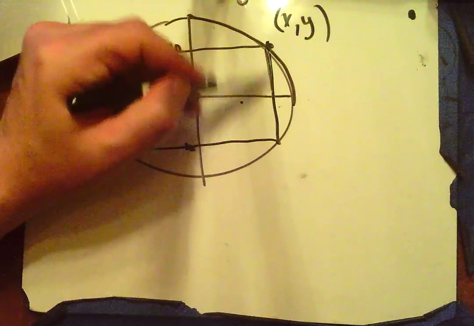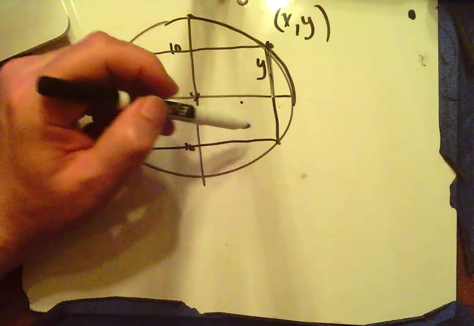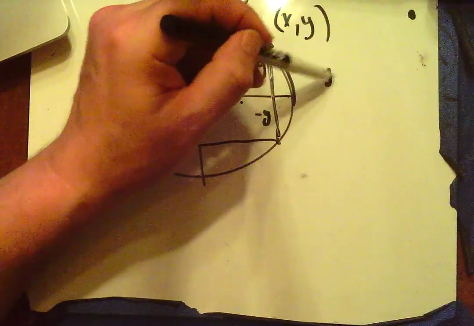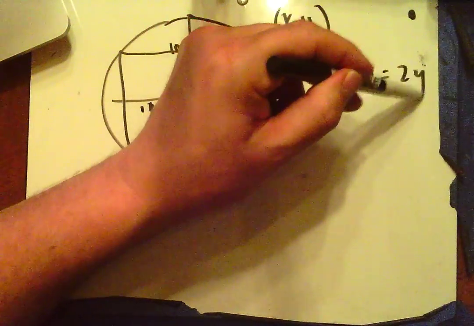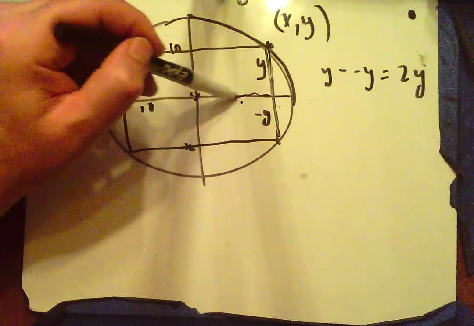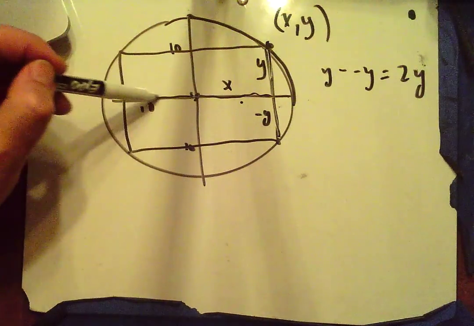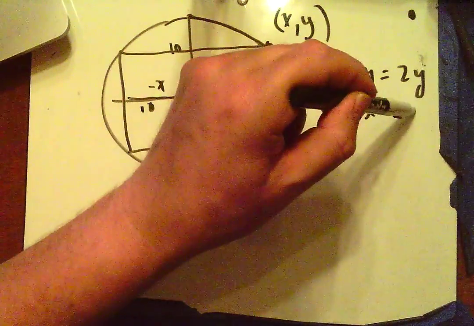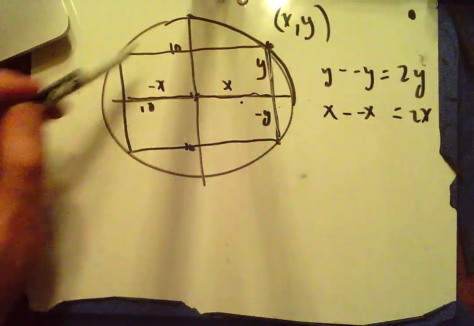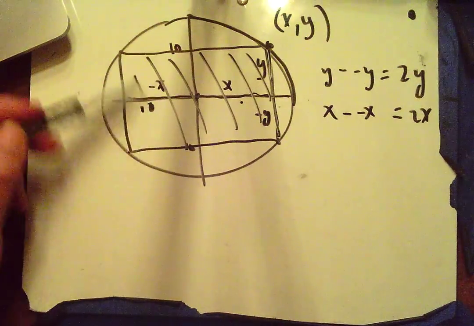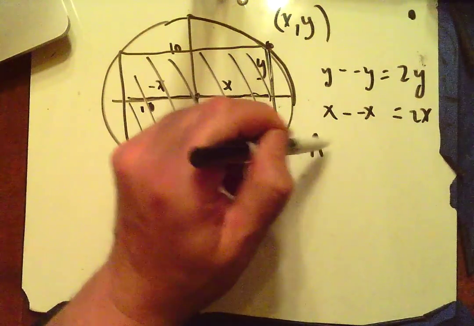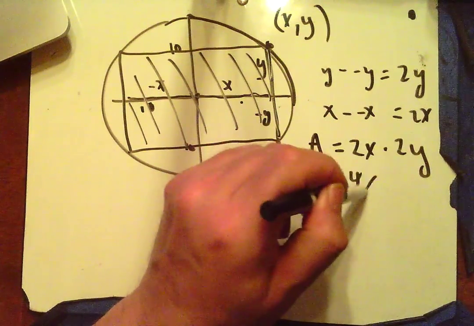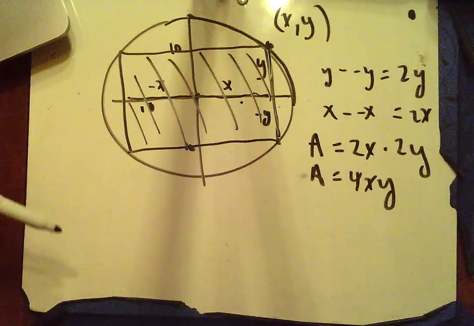So I know that this distance is y, and this distance is negative y. So that whole side length, y minus negative y, is 2y. I know that this distance is x, and this distance would be negative x. And so x minus negative x is going to be 2x. So when I think about the area of this rectangle, area is 2x times 2y, where area equals 4xy.